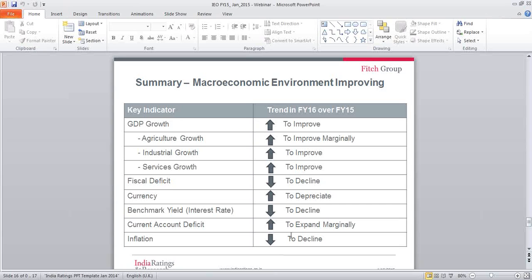And if the government continues to show the resolve that it has shown till now, then slowly and gradually getting the economy back to its potential rate of growth, which is anywhere between 7.5 to 8%, can be realized in the medium term, which is over the next 5 years.